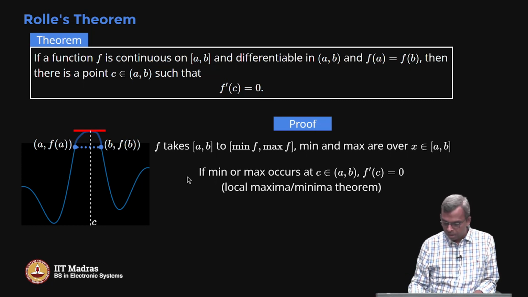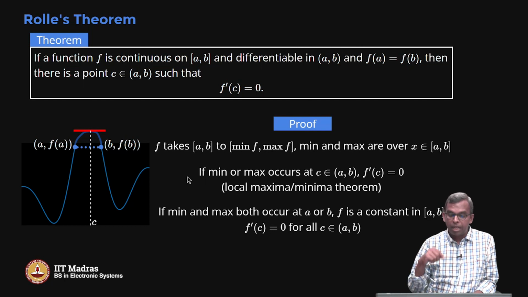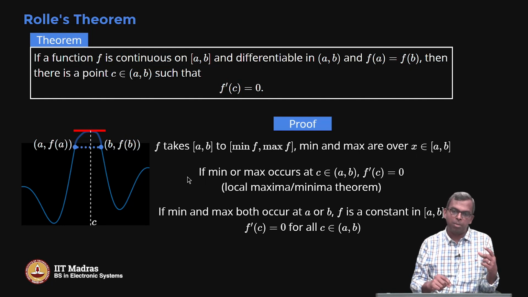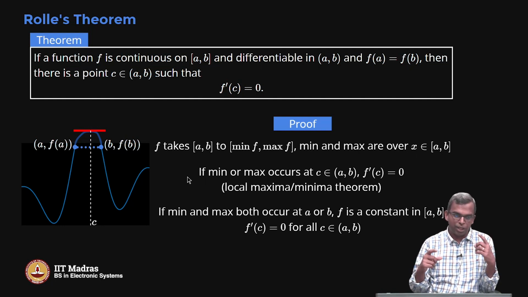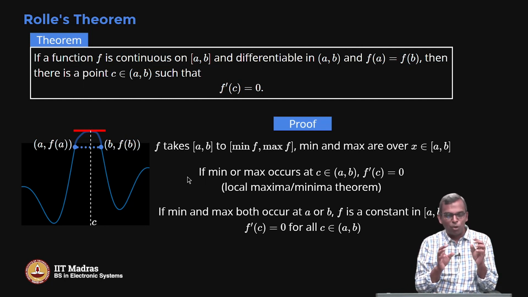But in case that does not happen, min does not occur inside the open interval and max does not occur inside the open interval, then what should happen? Min and max both should occur at either a or b. a should be min and b should be max, or a should be max and b should be min. But crucially, f(a) equals f(b), right? So if min and max both occur at a or b and f(a) equals f(b), then the min of f is f(a), which is the same as f(b). The max of f is also that same value.